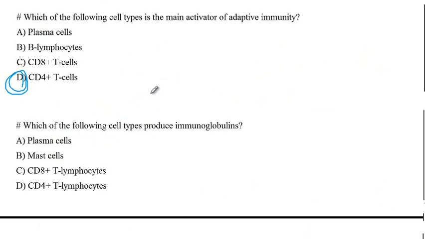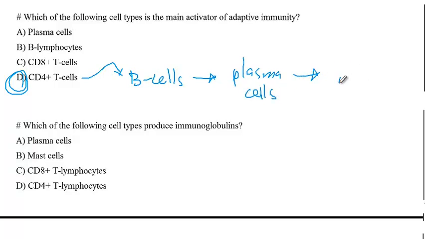Then the next question is, which of the following cell types produce immunoglobulins? So CD4 positive T cells activate B cells to turn into plasma cells, and then plasma cells are producing antibody. So the answer here should be plasma cells.